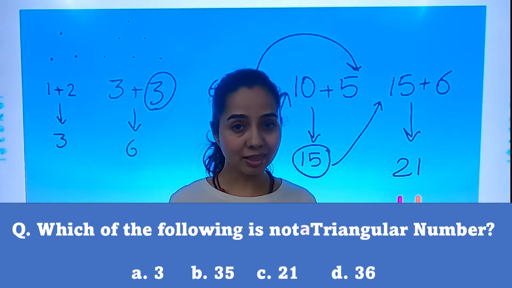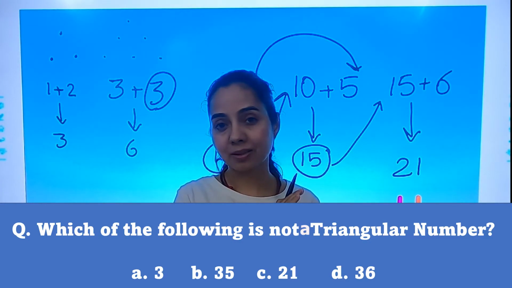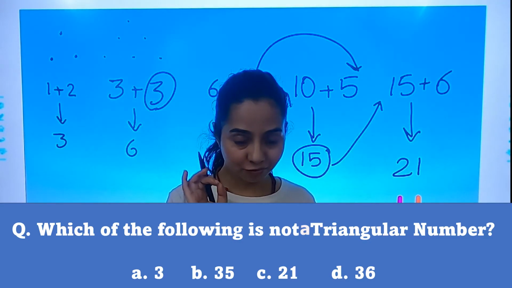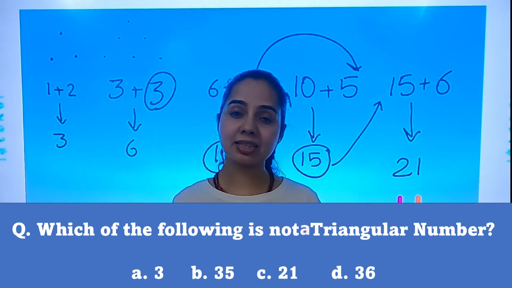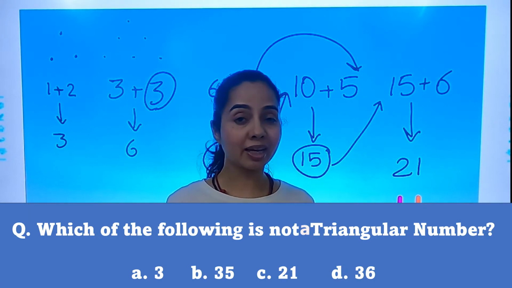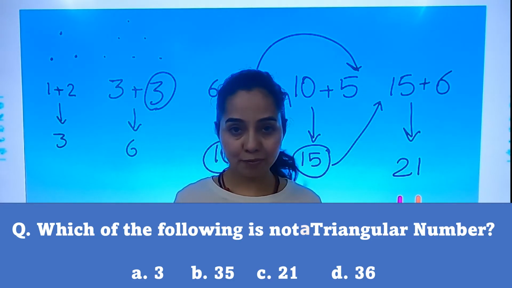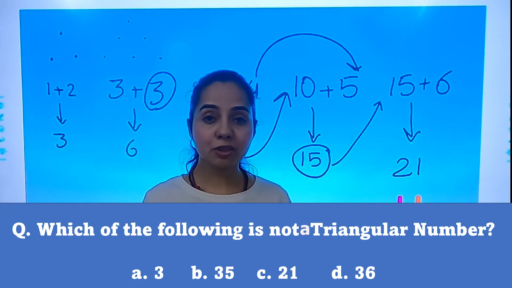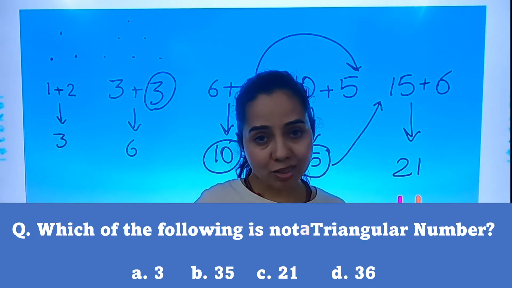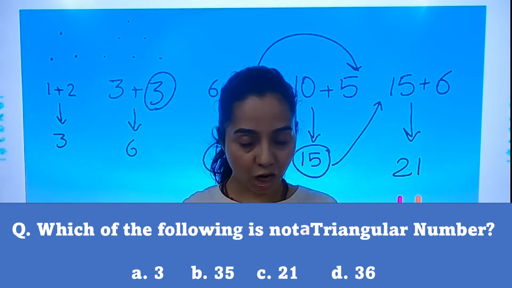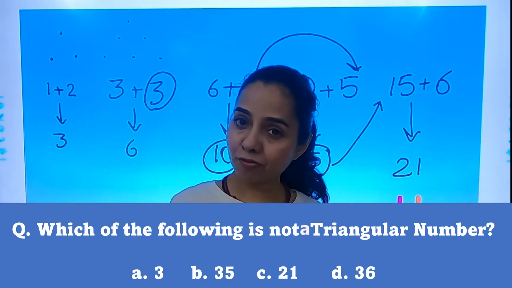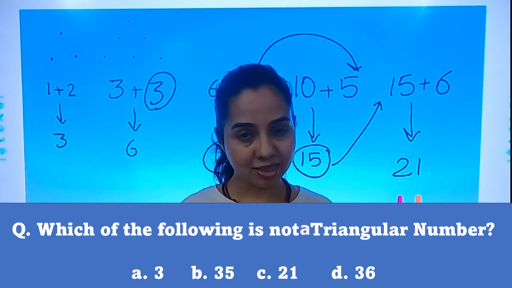Another question over here. This question is asking, which of the following numbers could not be represented as a triangle? Amongst these, you again have to select which number will not be a triangle. You will only be able to do this once you have understood the pattern of how the numbers are being formed in a triangle. So it's simple.